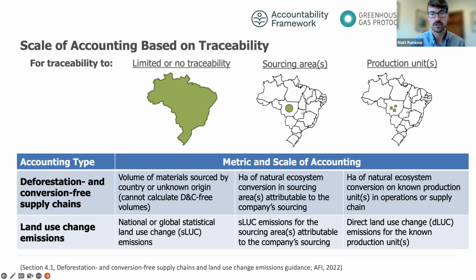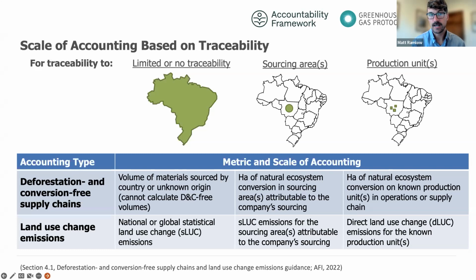For land use change emission accounting, we could use national or global, what we call statistical land use change emissions. These are typically found within databases where they've done these analyses to analyze how much land use change is occurring at a country level or globally that companies could look up and use.